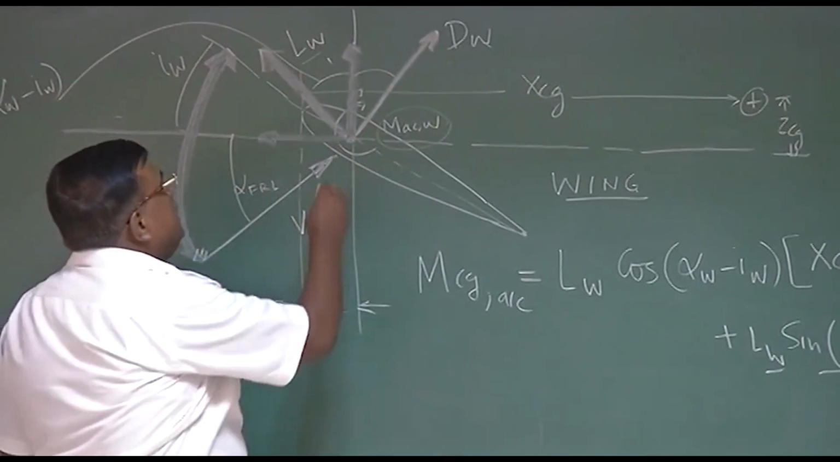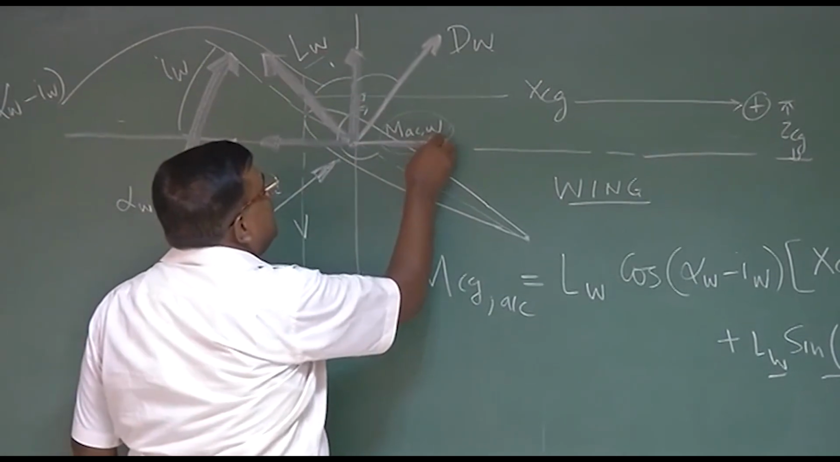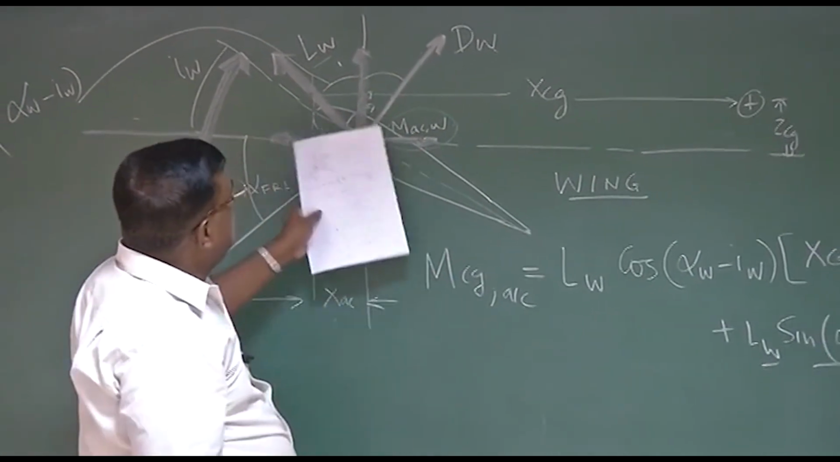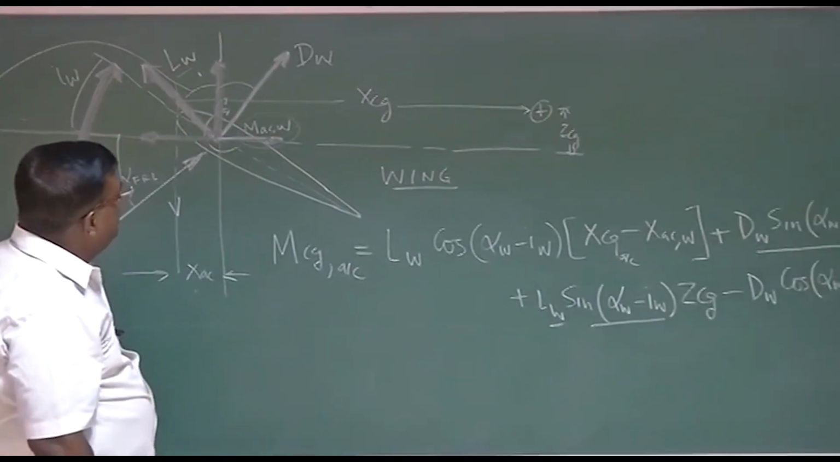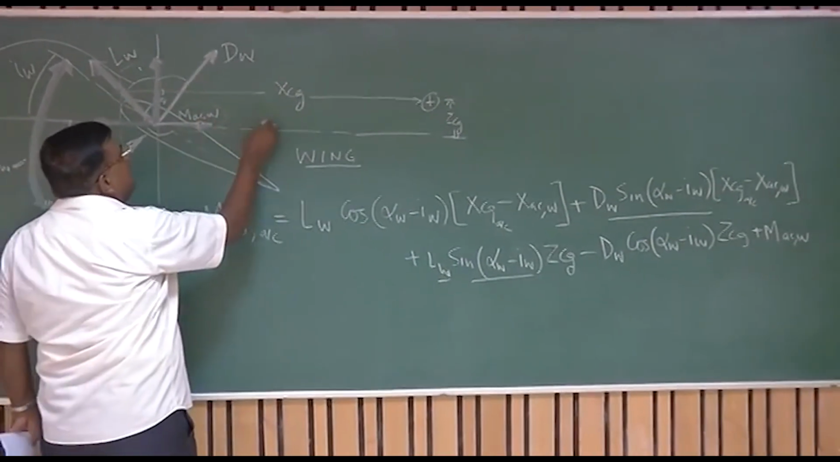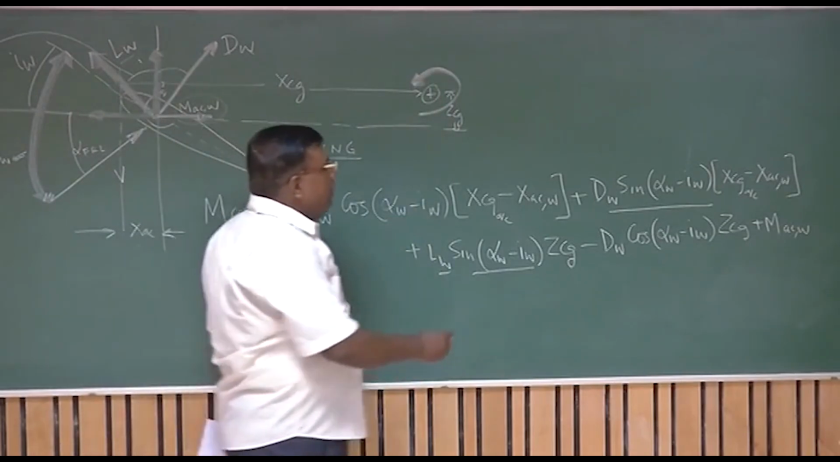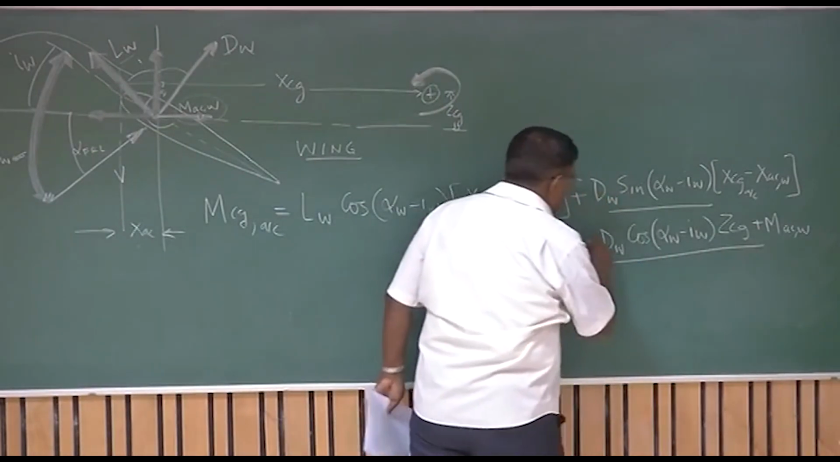As far as drag is concerned, you could see the horizontal component is in this direction, that is D_W cos(alpha_W minus i_W). But this component will give a moment about CG in the nose down direction. So this component has a negative sign here.